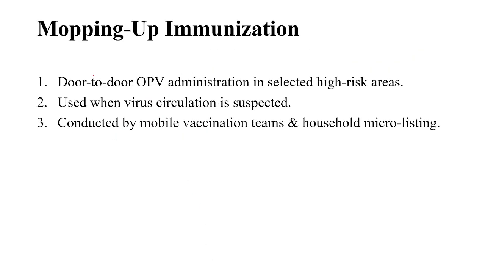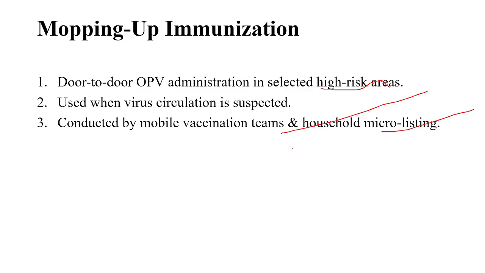Mopping up immunization. Once you have done the immunization, you're done with everything. You will have a mop up round, similar to catching up on everything if anything is remaining. So what was done here was door-to-door OPV administration, but not everywhere. It was only in selected high-risk areas, selected by mapping, line listing, and other things. It was used when virus circulation is suspected, and it was conducted by a mobile vaccination team as household microlisting.